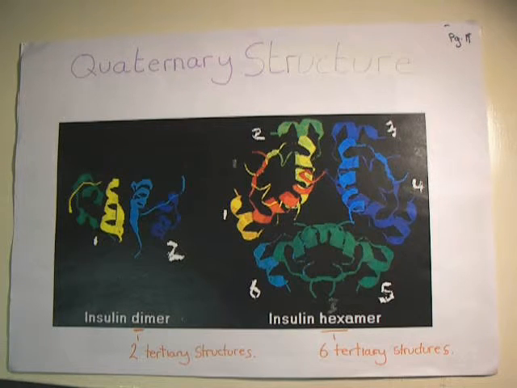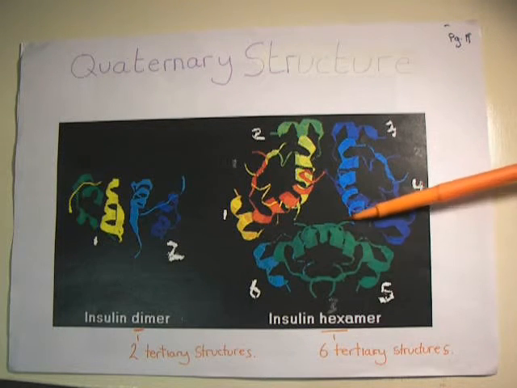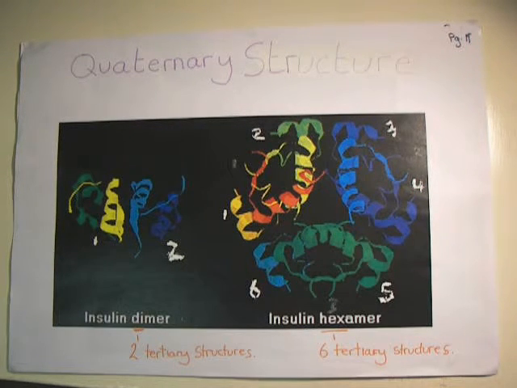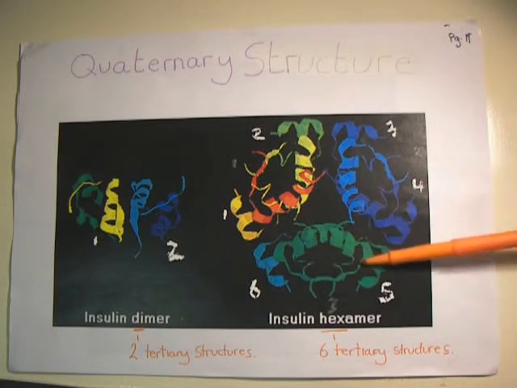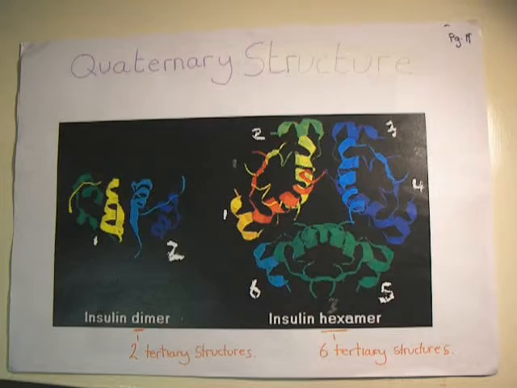When one or more of these dipeptides, tertiary structures, are put together, they form a quaternary protein, such as a hexamer, which is three pairs of tertiary structures of insulin put together.